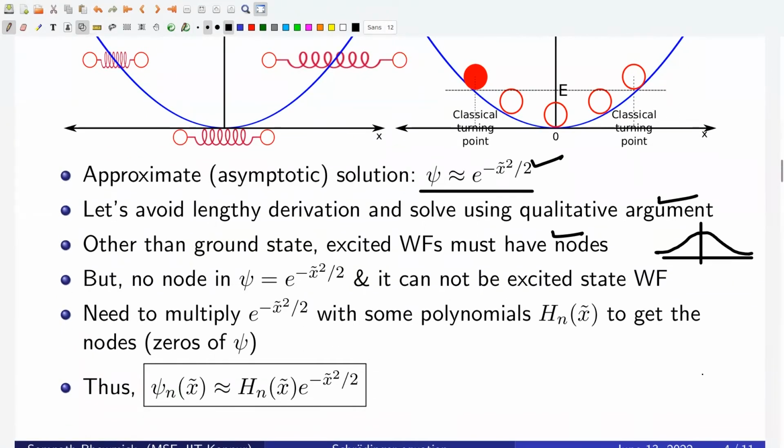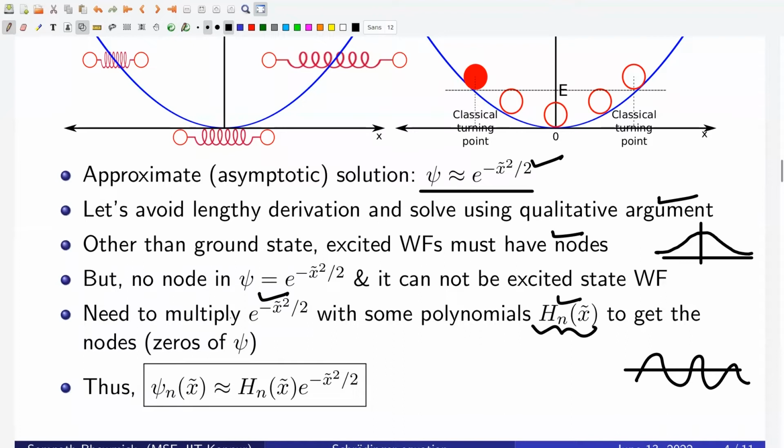Thus, we need to multiply this function with some polynomial, which at this point I just write as Hn of x tilde, right? So this is some polynomial which will have some nodes. That means it will cross the zero line at several points, correct, depending on the energy state. And this polynomial will have nodes, and if I multiply this part with this polynomial, then the net wave function will also have the same number of nodes as Hn of x.